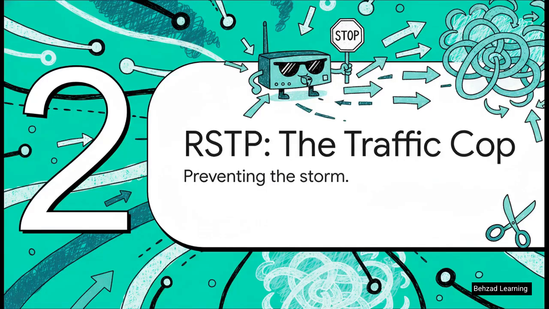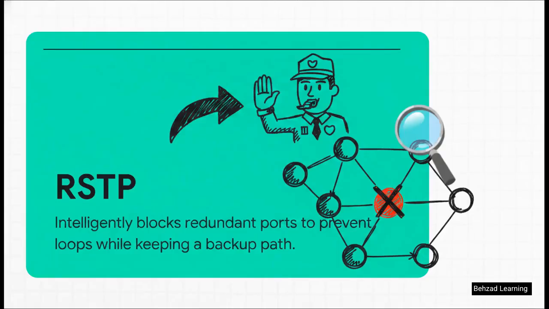And that brings us to part 2, RSTP, the intelligent traffic cop, preventing the storm. We need someone out there directing traffic. Enter Rapid Spanning Tree Protocol, or RSTP. You can think of RSTP as a really smart traffic cop stationed right at that endless roundabout we talked about.